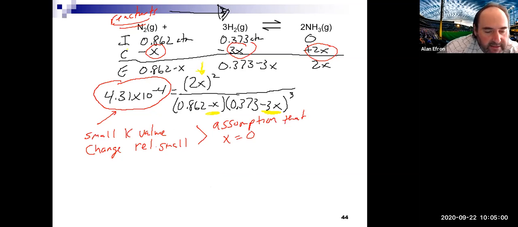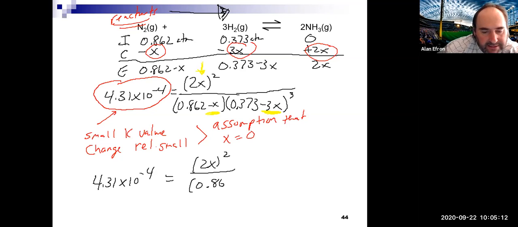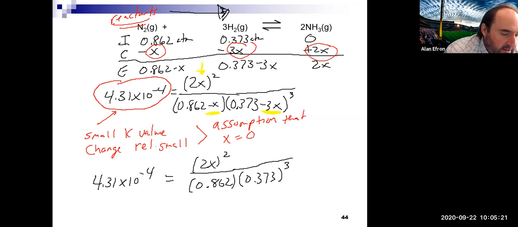And if we do that, that will make this a little bit easier, hopefully. That will give us still 2x squared up on top. And this then will become 0.862. This will become 0.373 cubed. And that looks a lot easier perhaps to solve than what we had up on top.